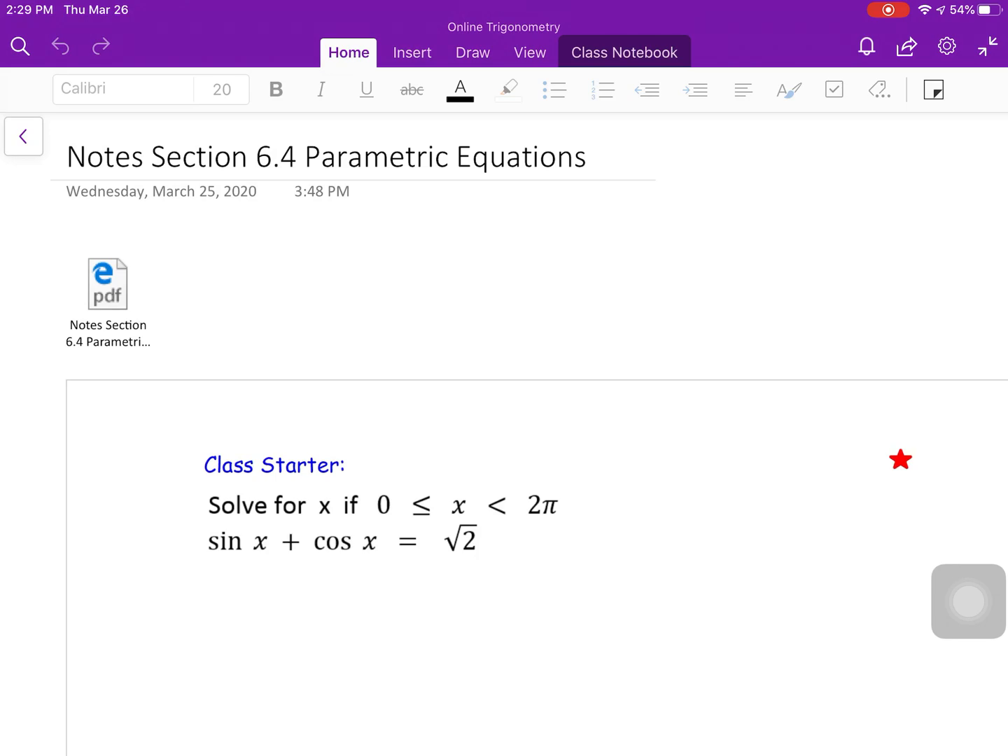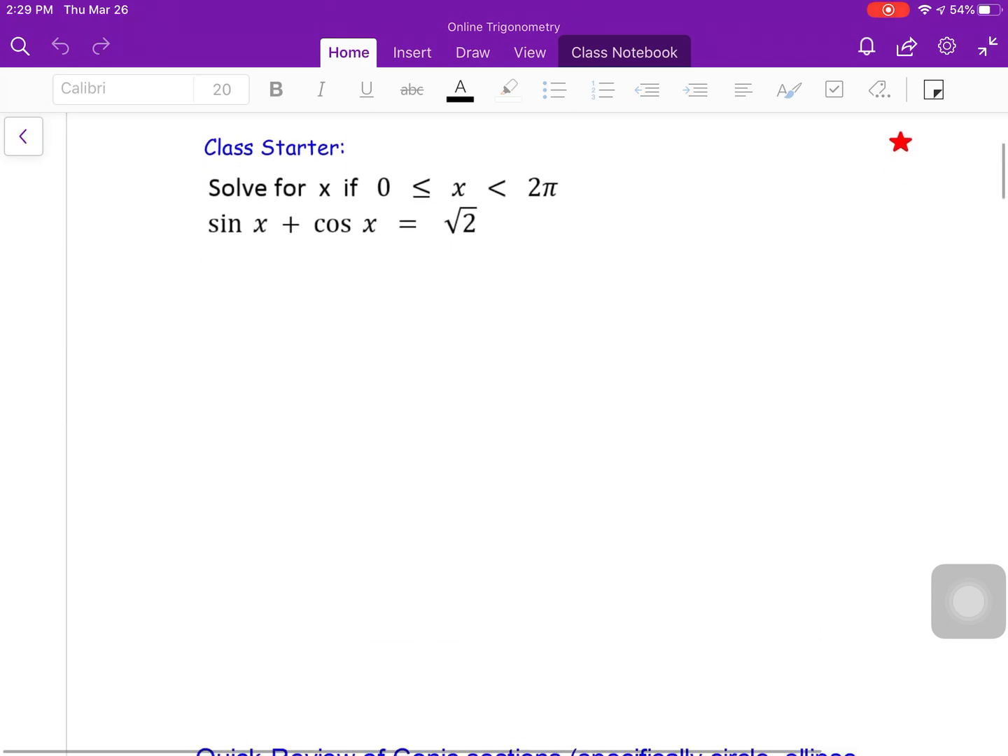The last lesson in this chapter is going to be quite different than the previous three. The last lesson in this chapter is on parametric equations, and I'll talk a little bit more about what those are and how they relate to trigonometry that we're doing right now. But let's do a review problem of solving here first.